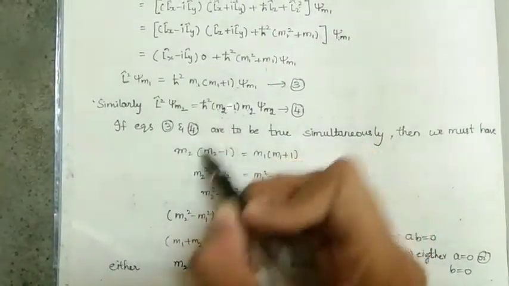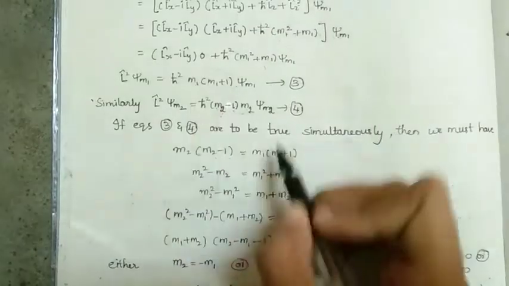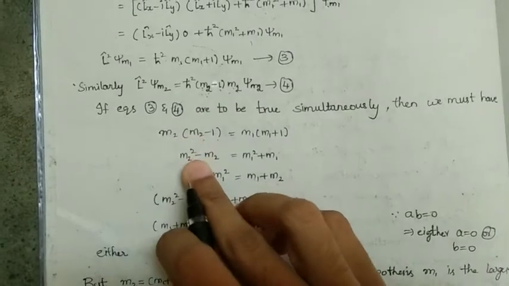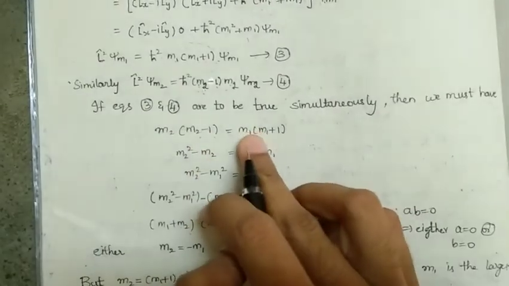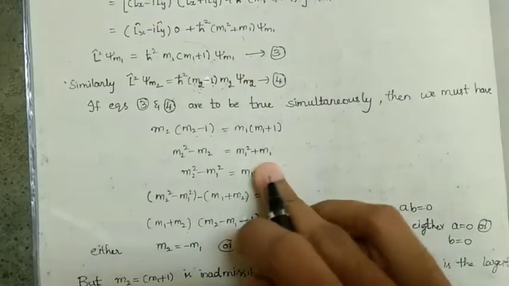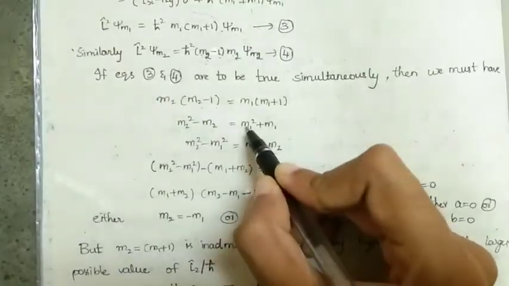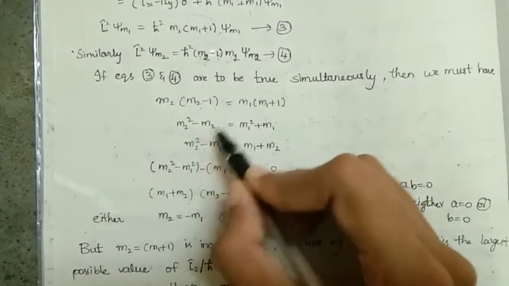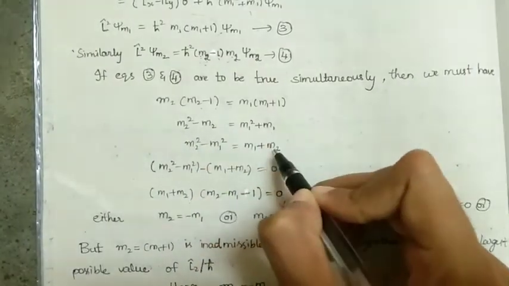From here m2 into m2 minus 1. From here m1 into m1 plus 1. So now what we have to do is multiplication. So m2 into m2 square minus m2. Here also m1 into m1 square plus 1 into m1. So now this has to be sent to this side. So m2 square minus m1 square, and this term has to be sent to this side, m1 plus m2.